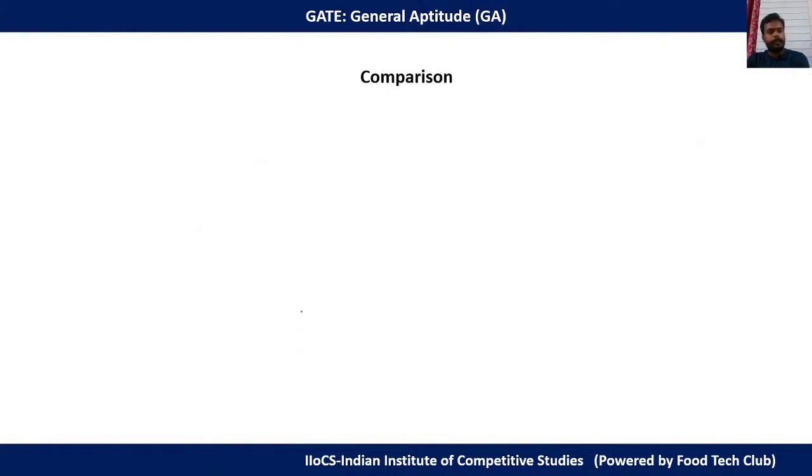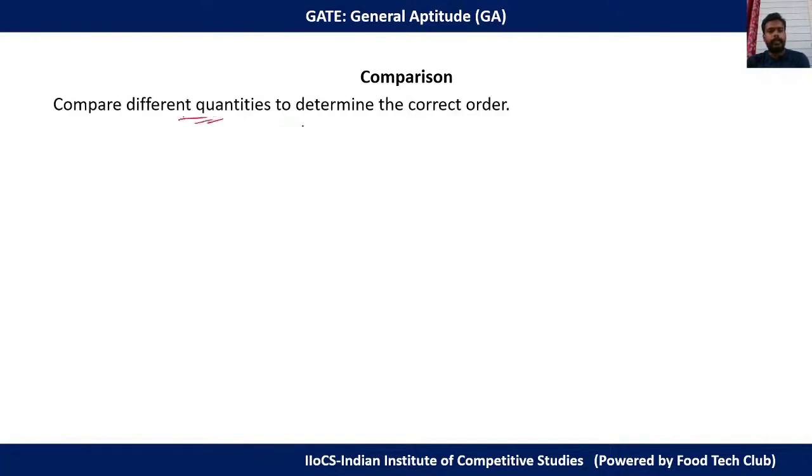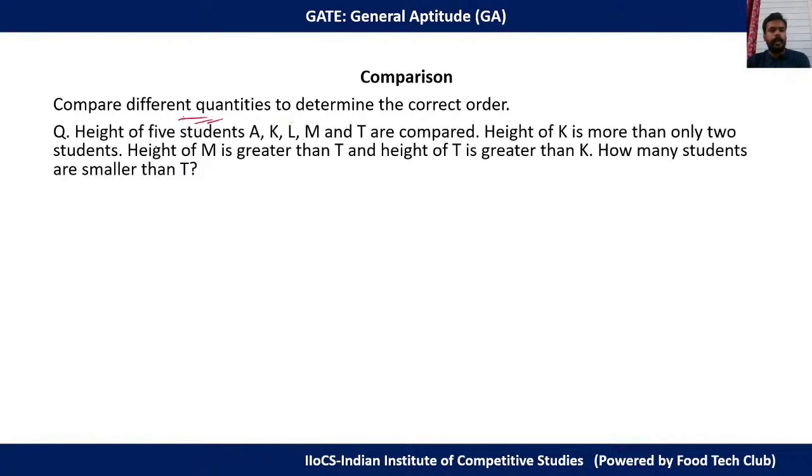Next is a type of comparison. Compare different quantities to determine the correct order. Different quantities are given. From there you have to find the height of 5 students A, K, L, M. Height of K is more than only 2 students. Height of M is greater than T and height of T is greater than K. How many students are smaller than T? So it is a little complicated. So many conditions are given.